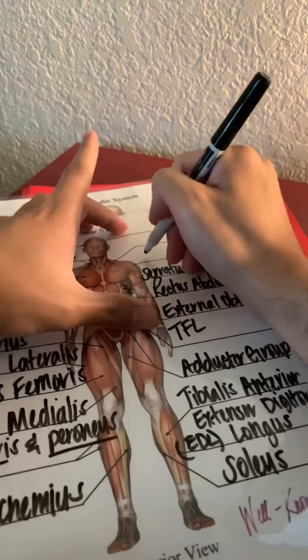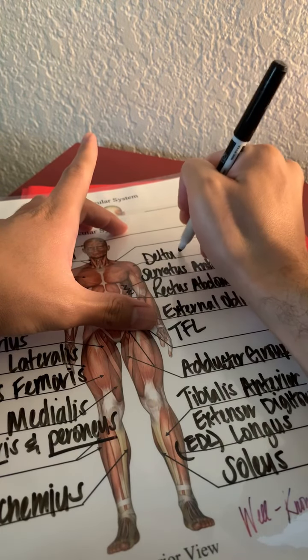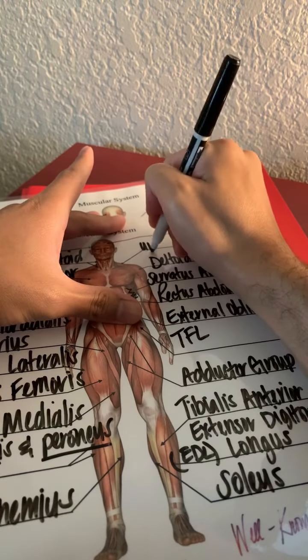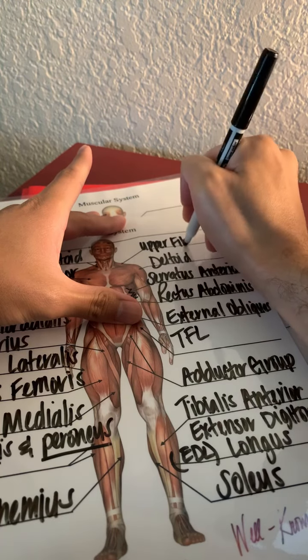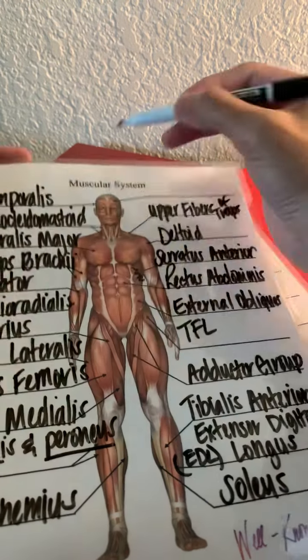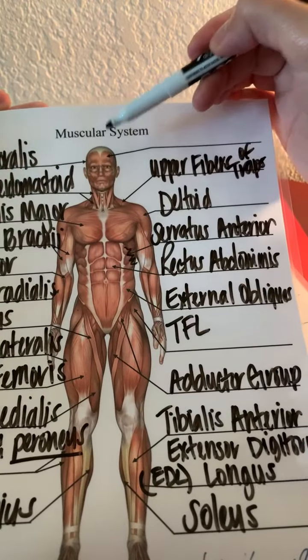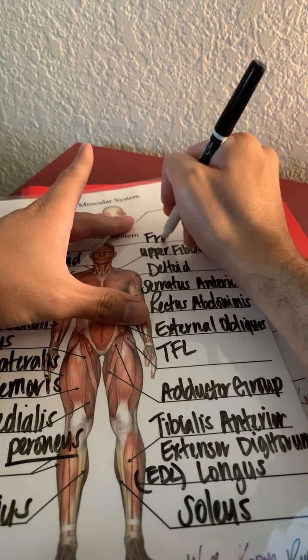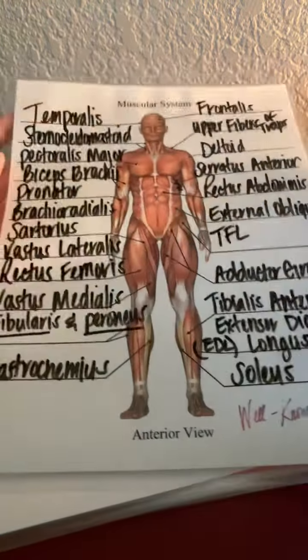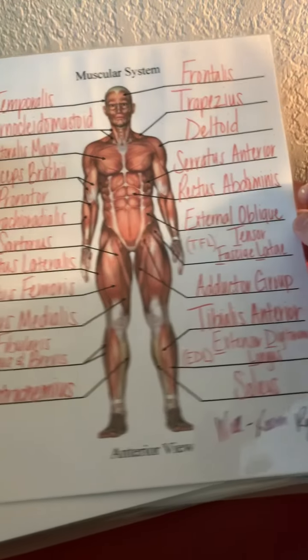Next, we have our deltoid. We have the upper fibers of the trapezius. And then lastly, we have the frontalis right there. Awesome. Let's check the back for the answers. Good deal. We're going to go ahead and move on now to the posterior view of the muscular system.